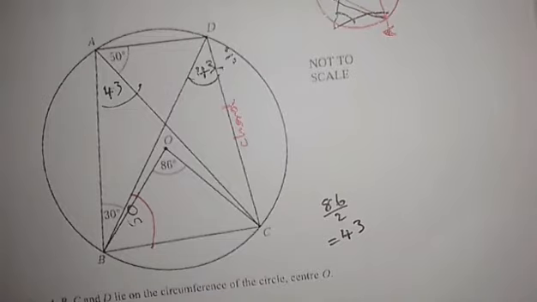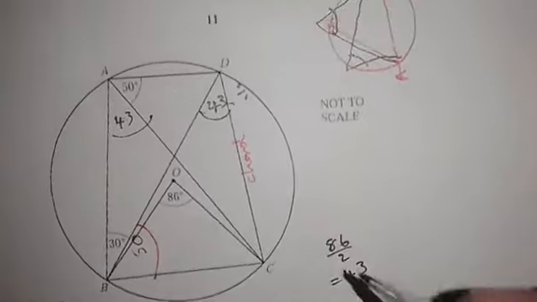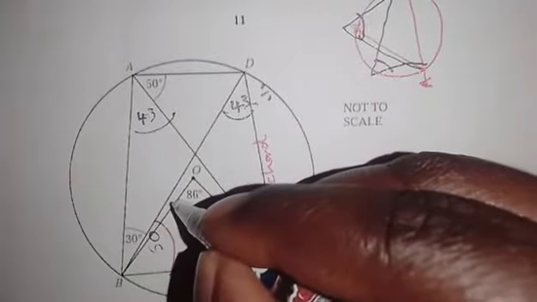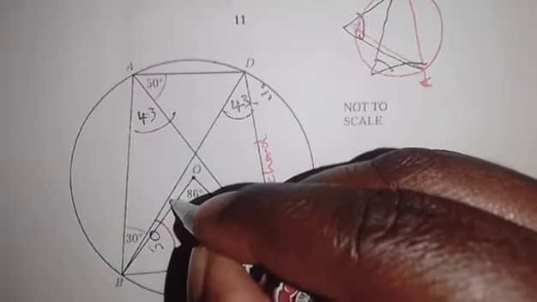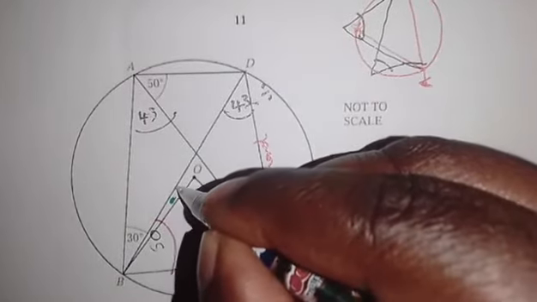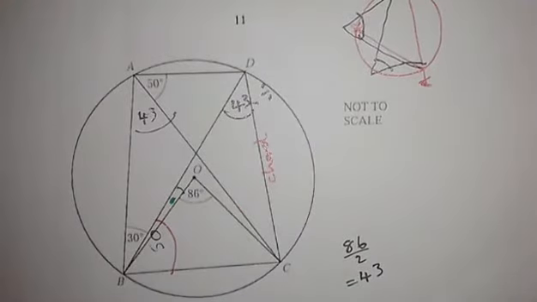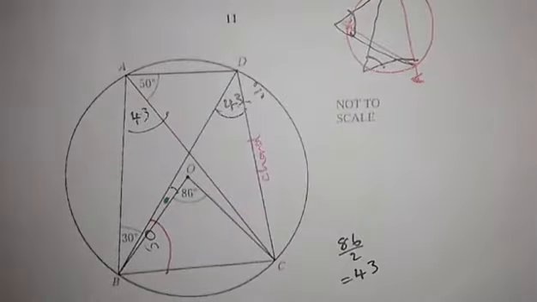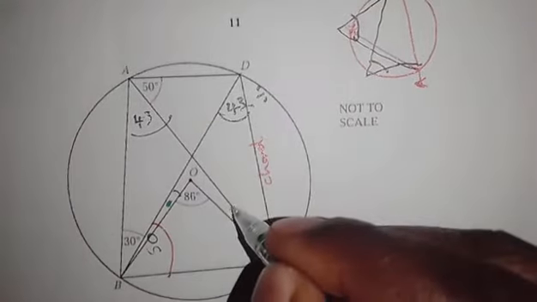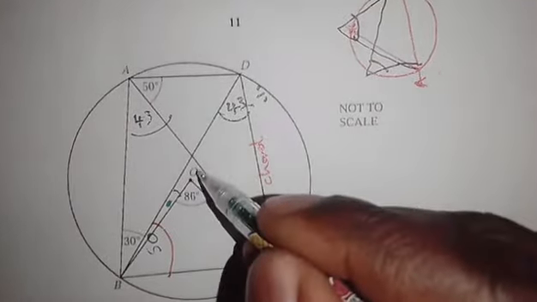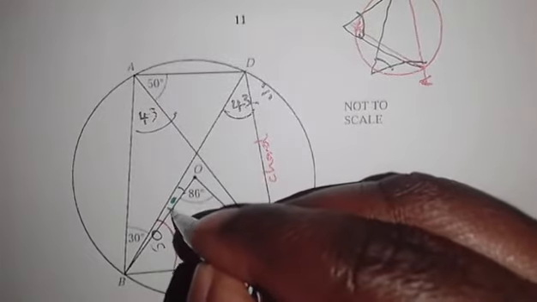Then there is an angle I want to find. Let me put a green dot here. There is an angle we want to find there. How do we find this angle? If we look from O to C, there is a radius. I put a line to indicate that this is a radius. Then from O to B, there is a radius again.